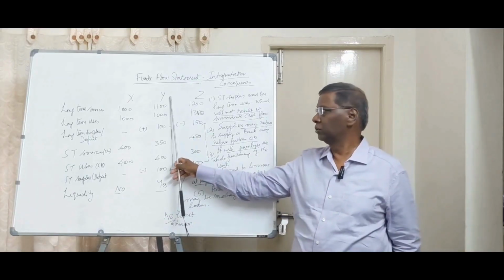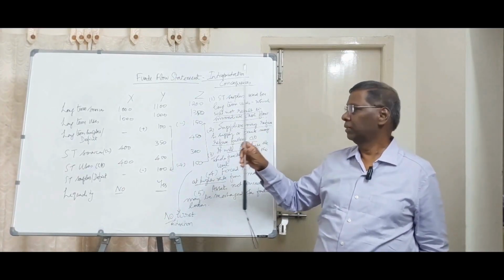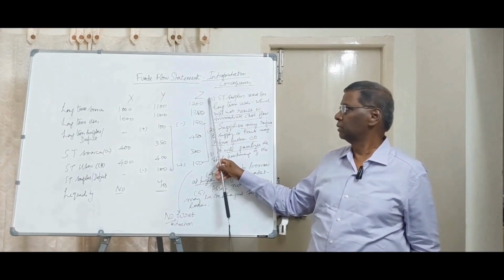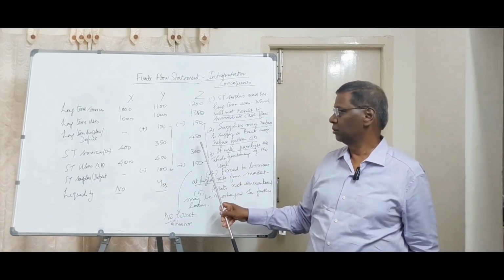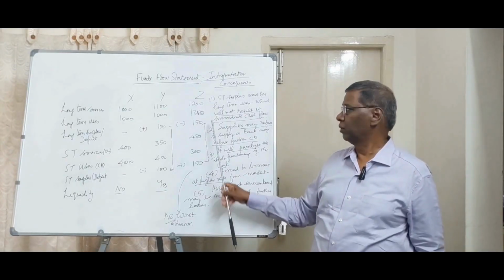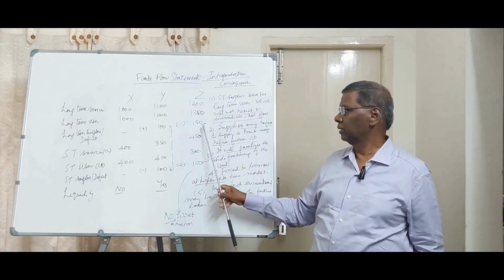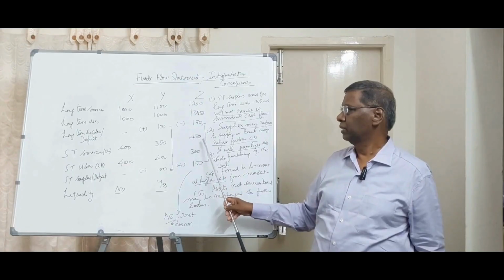So this is the ideal situation. This is a very ideal situation. And here it is a problem because there are short-term sources used for long-term use. So again, current liability is outstanding.